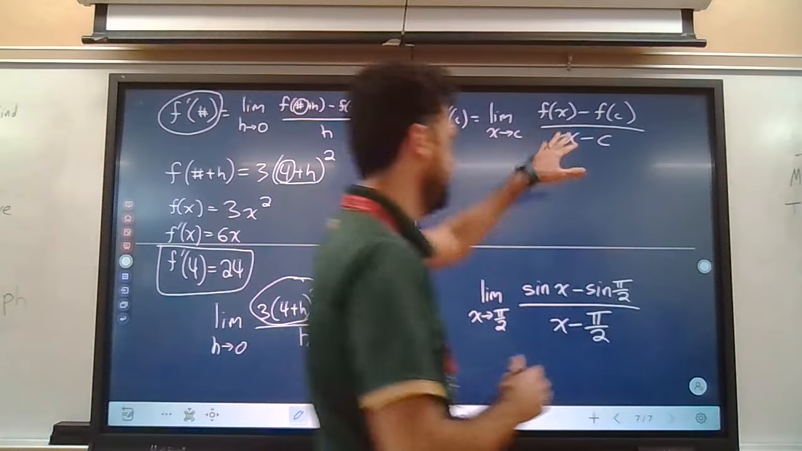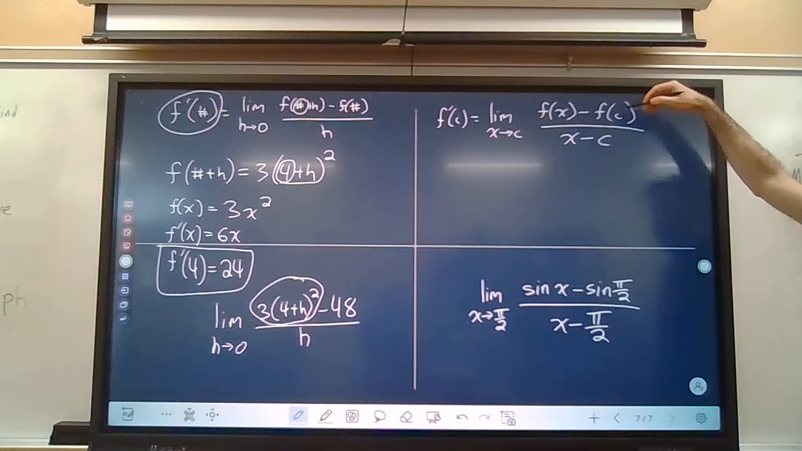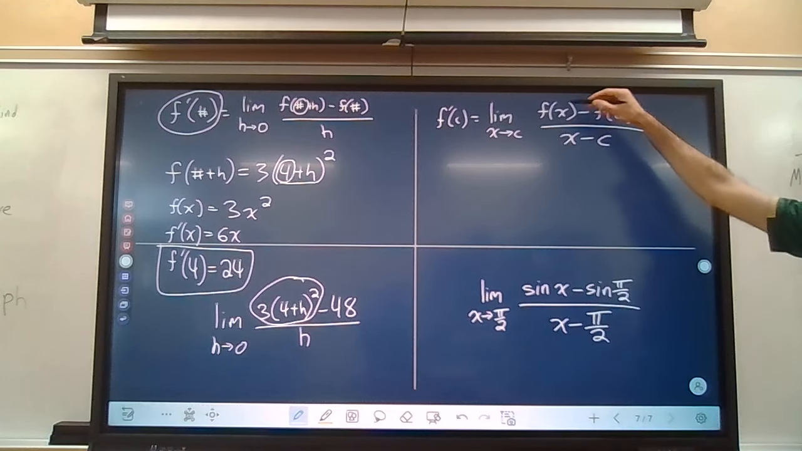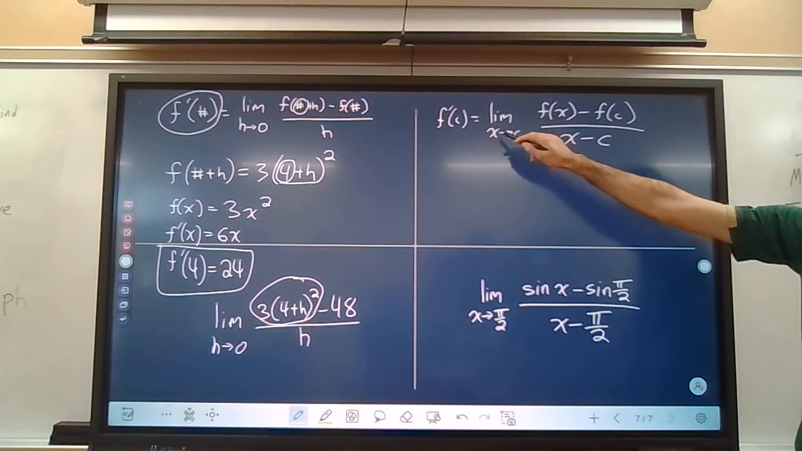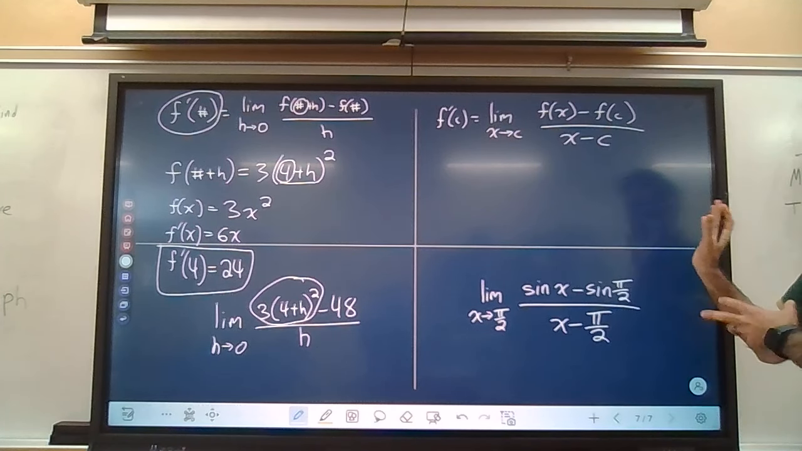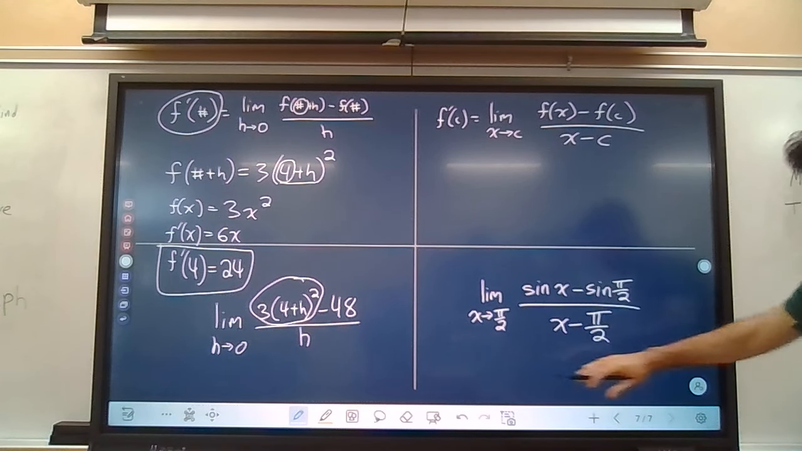The other limit formula is right here. It's the limit as x approaches c of f of x minus f of c over x minus c. Again, this is average rate of change. We're just taking those two things and making them so close together that the average rate of change becomes an instantaneous rate of change. Now, there's multiple ways you could do this one.